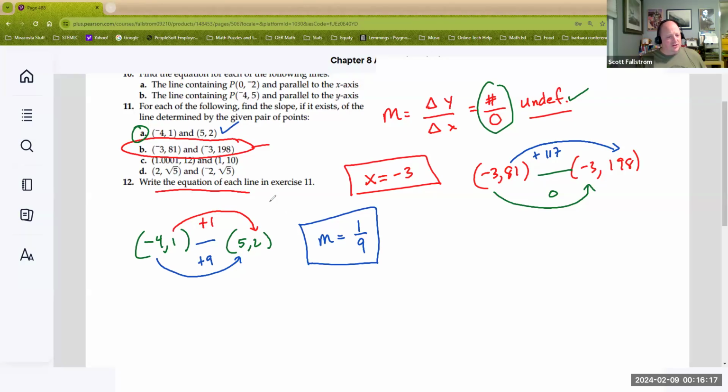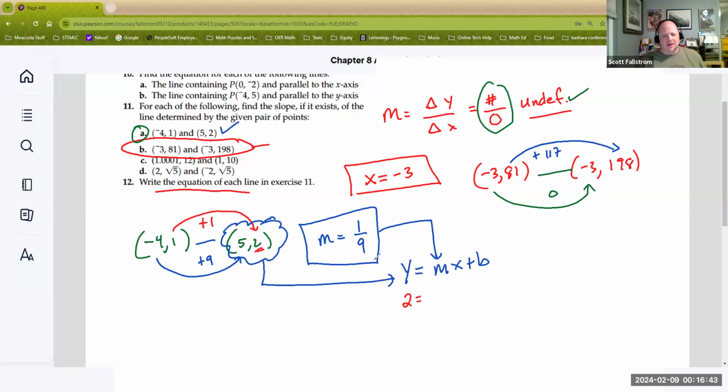Then it says write the equation of the line. So take the slope and pick any point you want. I'm going to pick this one, but it doesn't really matter. And put it into the equation. In this case, we can write a slope-intercept equation as y equals mx plus b. Put the m in, put the x and the y in, and let's see what remains. The y value is 2. The m value is 1/9. The x value is 5. And notice I am adding b at the end. So that's the one I don't know yet.